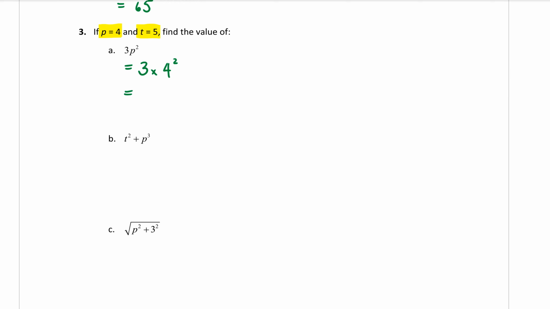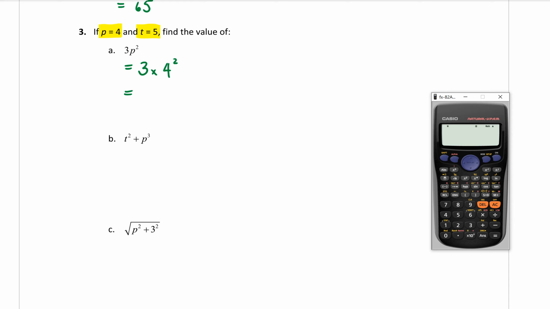But this is probably also a good time to show you the squared button on your calculator. So the squared button, if you can see my little cursor moving around on the screen, here it is over here. Okay, right here, an X with a little 2 above it. So to type that in, I go 3 times 4, press that button, and it brings up the squared. And then it will do all the hard work for you. So that's equal to 48.